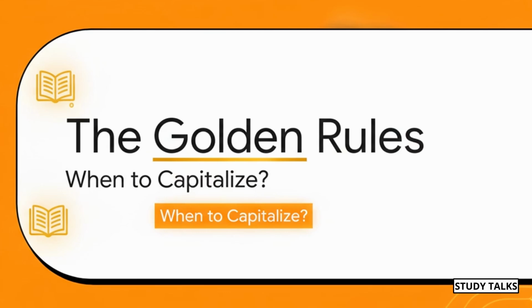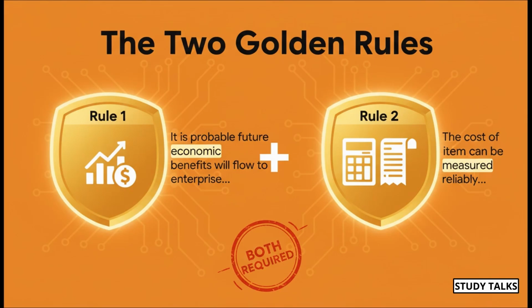The next huge question is, when do we actually get to put it on our balance sheet? This brings us to what I call the 2 golden rules of capitalization under AS-10. These are the gatekeepers, and here they are. You can only, and I mean only, recognize an item as PPE if both of these rules are met. First, it has to be probable, not just a vague possibility, but likely that you're going to get some future economic benefit from it. And second, you have to be able to measure its cost reliably. You need a solid number. In your exam, any decision to capitalize has to be backed up by these 2 rules.